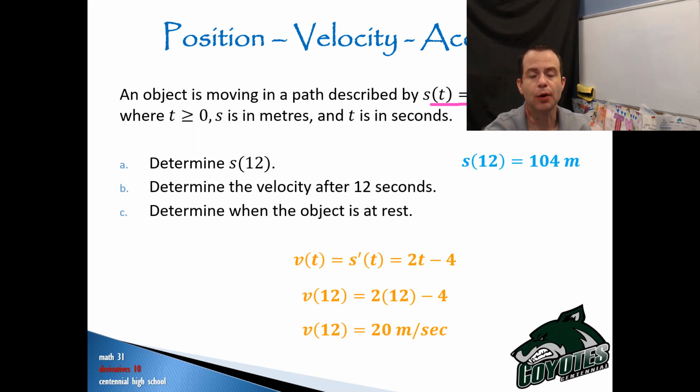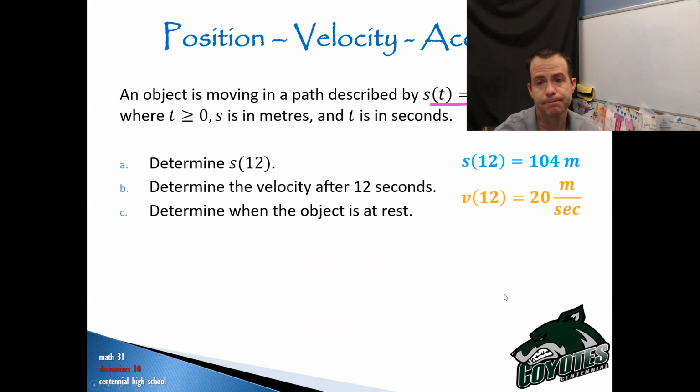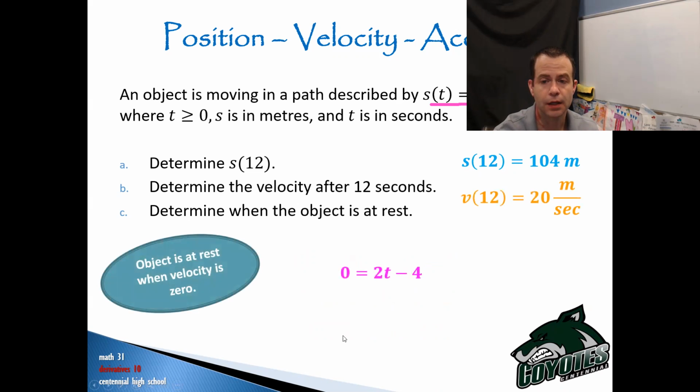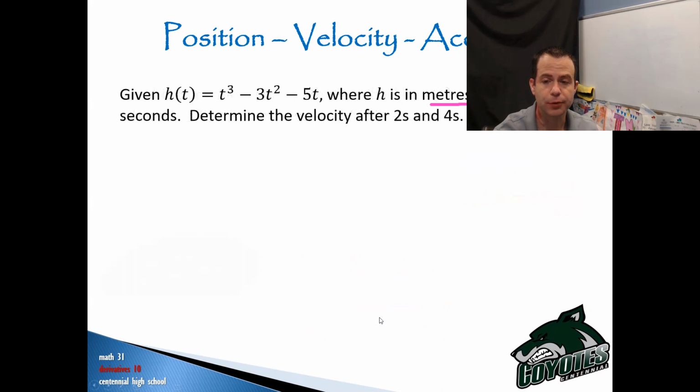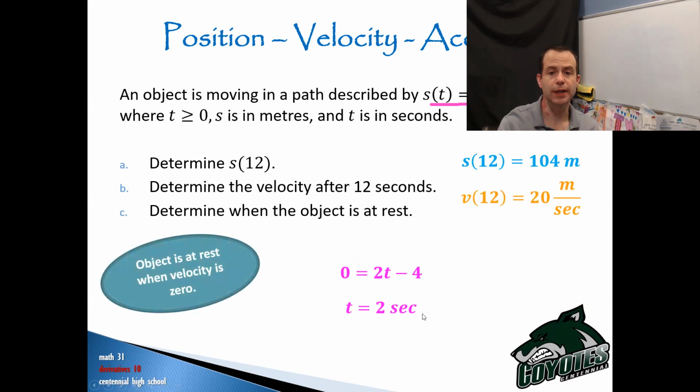Then we want when the object is at rest. Well, when the object is at rest, I have a velocity of 0, right? I'm not moving. So I take my velocity function, which is 2t minus 4, and I just set it equal to 0 and solve for t. Okay, so that gives me, sorry, I didn't mean to go that far. Let me just go back for a second. That gives me 2 seconds. At the time of 2 seconds, the object will be at rest, okay?